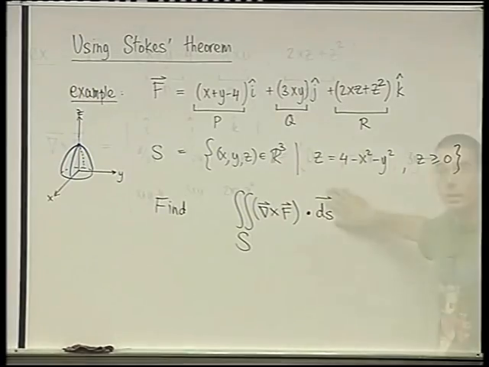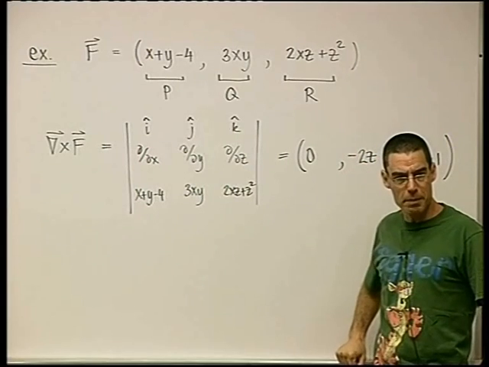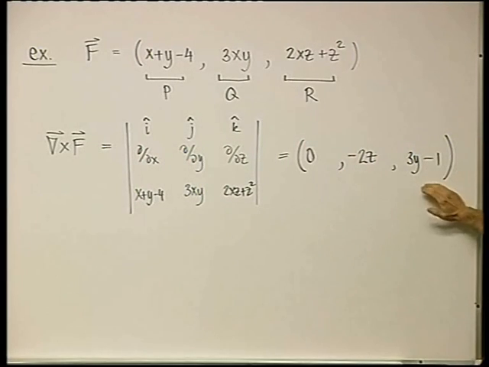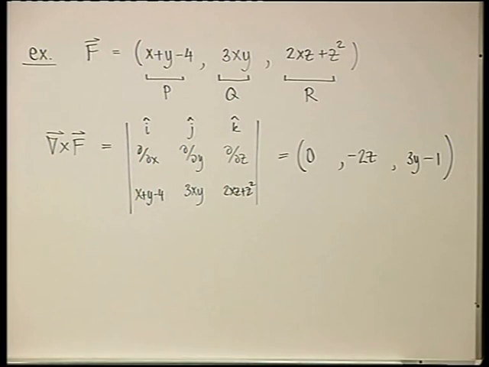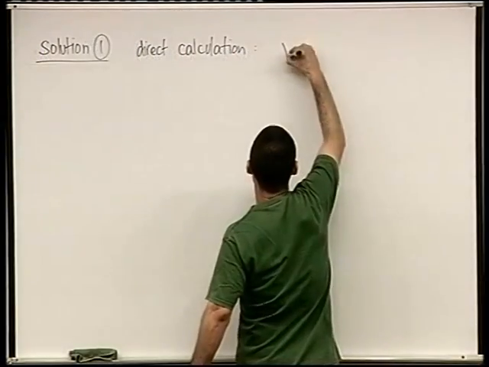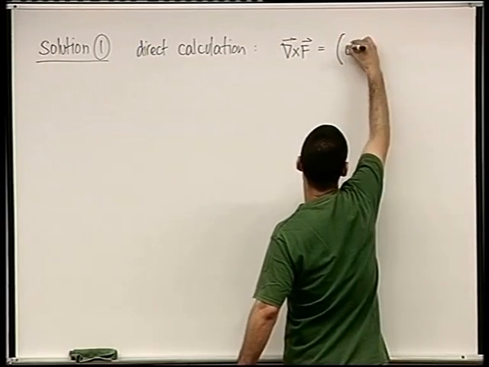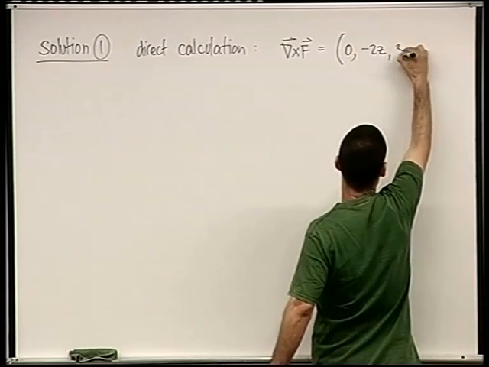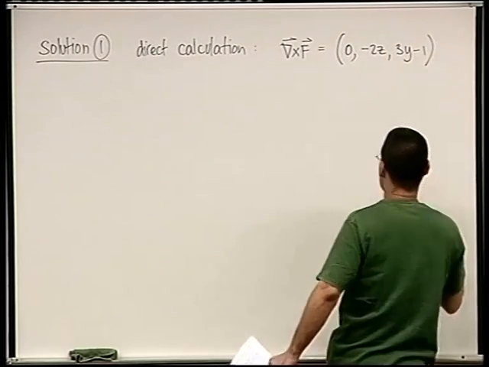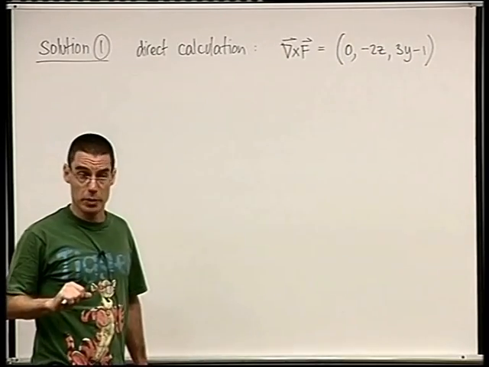So this was it. Okay, so the curl of this field, this is how we calculate the curl. Everybody remember? What we get is 0 minus 2z, 3y minus 1. Okay, good? So this we're going to be able to erase in a minute. So a direct calculation. First of all, the curl of f equals 0 minus 2z and 3y minus 1. This is the field that I'm going to calculate the surface integral for.